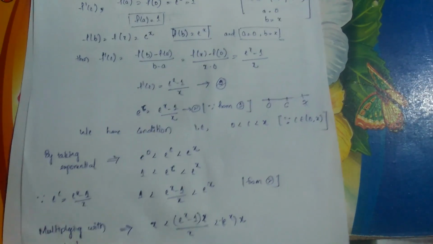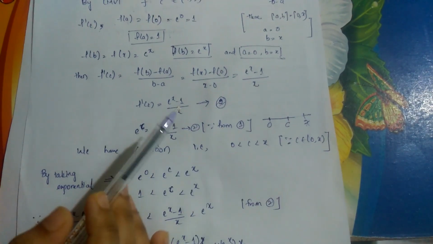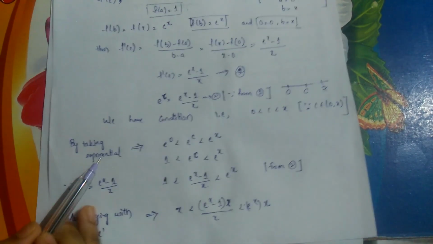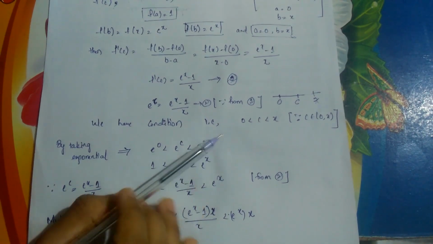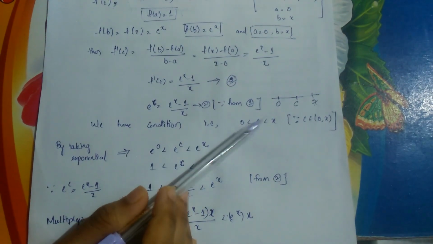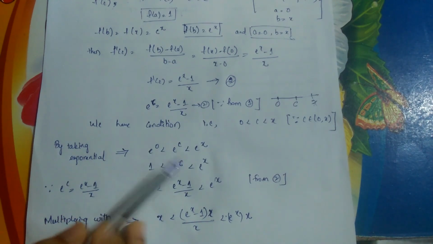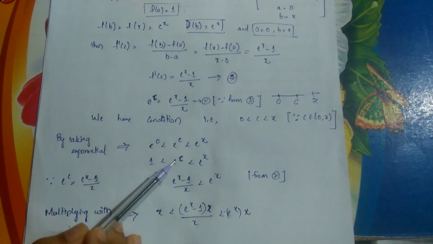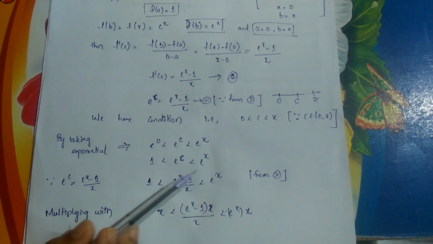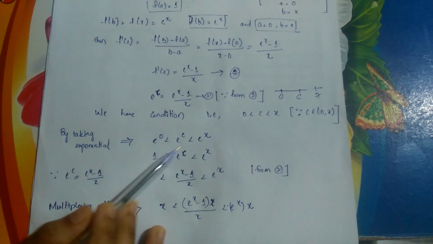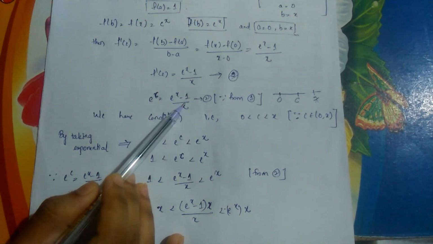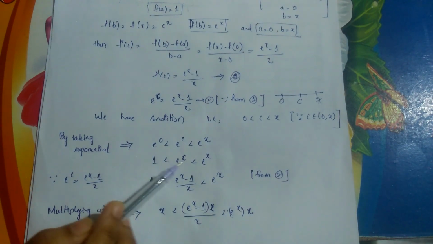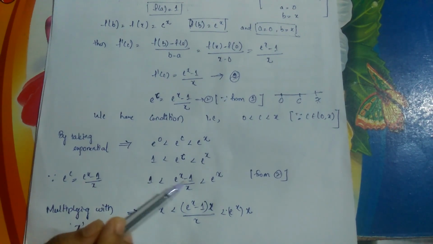We have to bring this c into the form of e power x. For that we are doing some changes here, just by taking the exponential. When we take the exponential, e power 0, e power c and e power x, then e power 0 is 1, and it is less than e power c and less than e power x. We know e power c is (e power x minus 1) by x from equation number 2. So writing the value of e power c here, that becomes 1 less than (e power x minus 1) by x less than e power x.